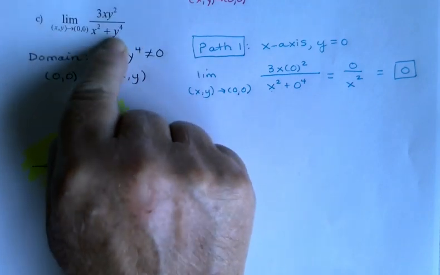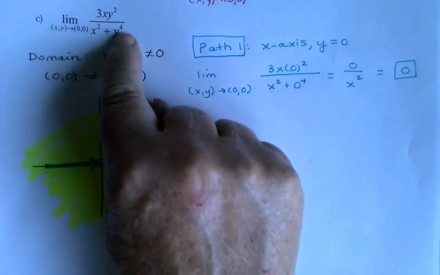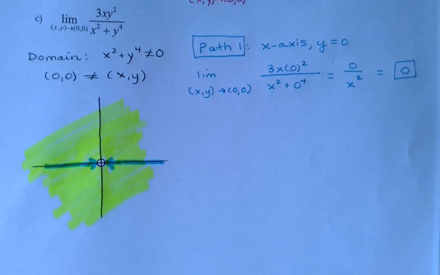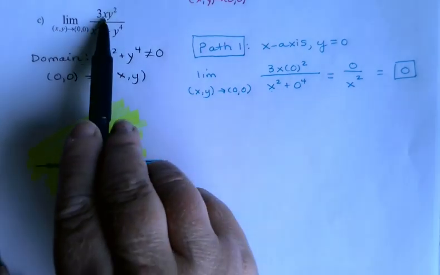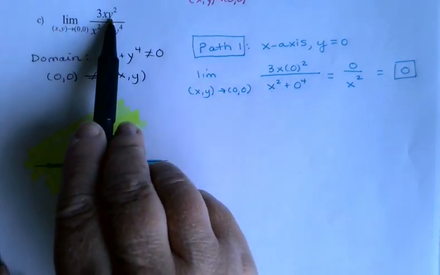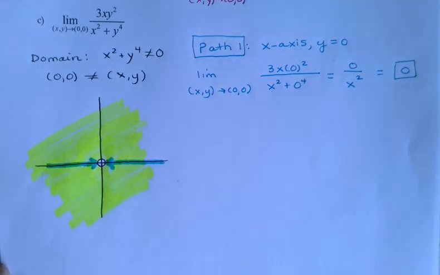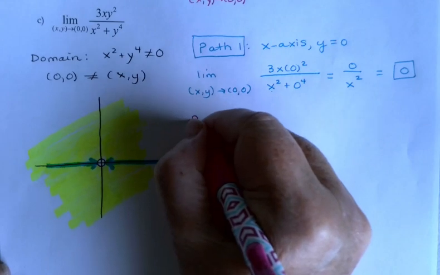Looking at this, the highest power I see in here is y to the 4th. So I'm going to think, is there any way that I could make every single term be to the 4th power? Well, if I were to let x equal y squared, that would give me y to the 4th, right? So let's try that as our second path. x equals y squared.